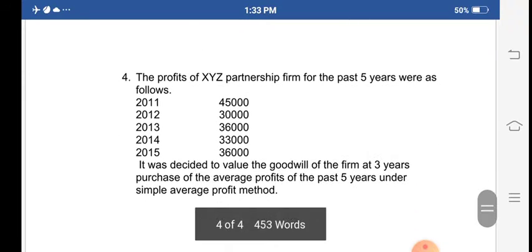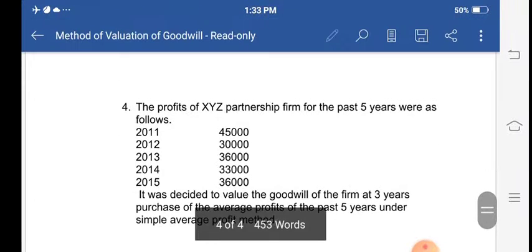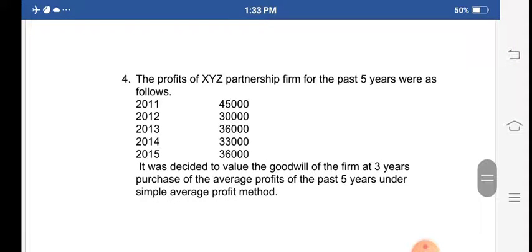Now see problem number 4, which is for your homework. The profits of XYZ partnership firm for the past 5 years were as follows. Again 5 years' profit is given. For 2011 it's rupees 45,000, for 2012 it's 30,000, for 2013 it's 36,000, for 2014 it's 33,000, and for 2015 it's 36,000.